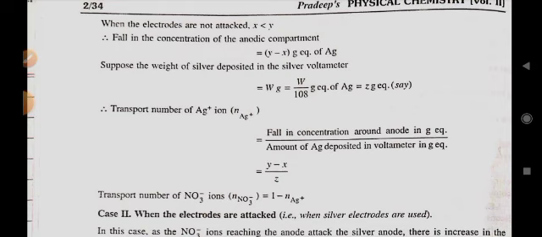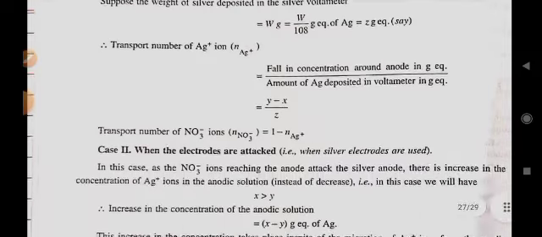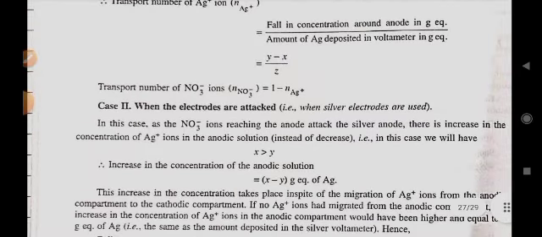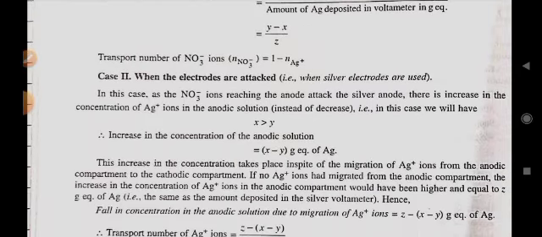Suppose the weight of silver deposited in the silver voltameter is W gram, which is equal to W by 108 gram equivalent of Ag, equal to z gram equivalent. Transport number of Ag positive ion is equal to the fall in concentration around anode in gram equivalents upon the amount of Ag deposited in the voltameter in gram equivalents, that is, y minus x upon z. Transport number of NO3 negative ions is equal to 1 minus n of Ag positive.